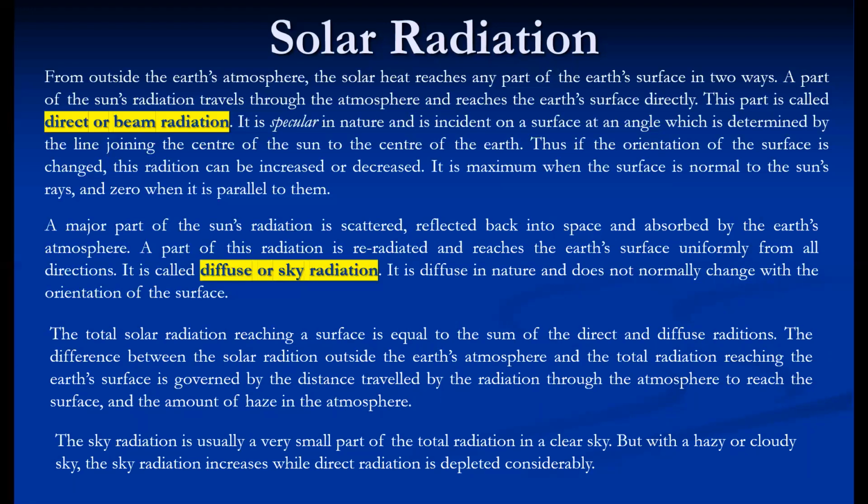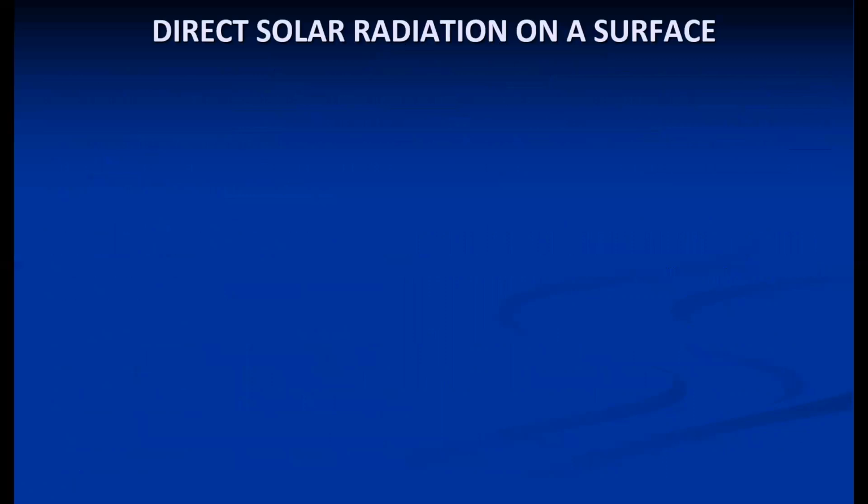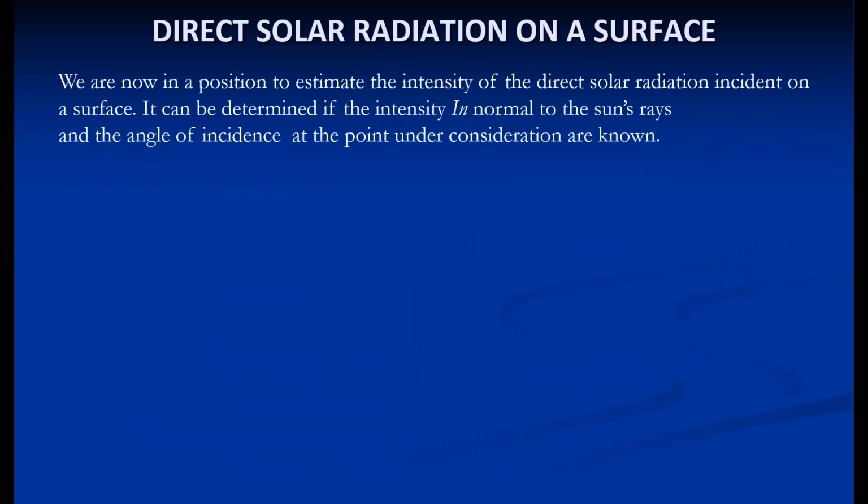While the direct radiation is depleted considerably, exactly the reverse happens in the cloudy atmosphere. Diffuse radiation quantity is more. In the clear atmosphere, direct radiation quantity is more. As far as direct radiation on a surface is concerned, it is estimated mainly from the intensity of direct solar radiation incident on a surface.